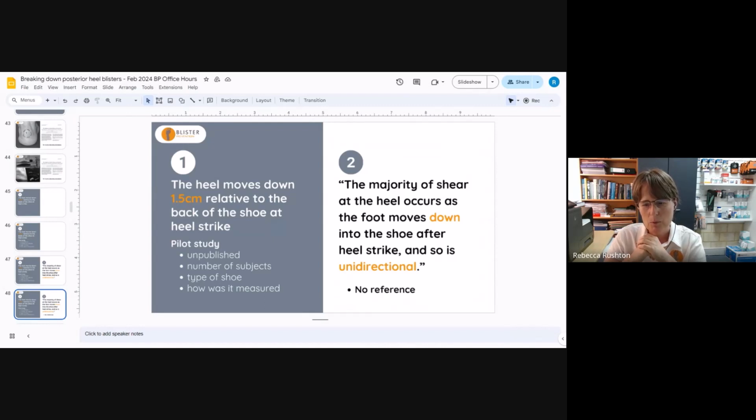The reason this becomes important is that if blisters are caused by a repetitive shear deformation, the repetitive part is very important. So the more repetitions, the sooner blisters will occur. And if it is actually unidirectional, then that means there's one shear episode per step. If it's bidirectional, there's actually two shear episodes in one step, so it's double. Maybe that is part of the reason why posterior heel blisters are very common. I don't know, but it's something to think about a little more and even measure if we can.